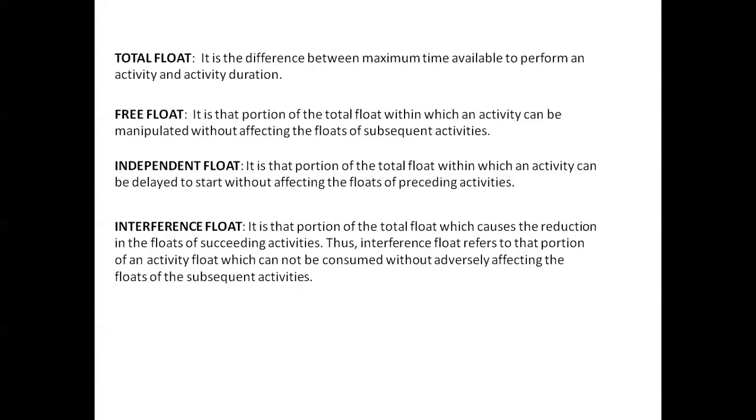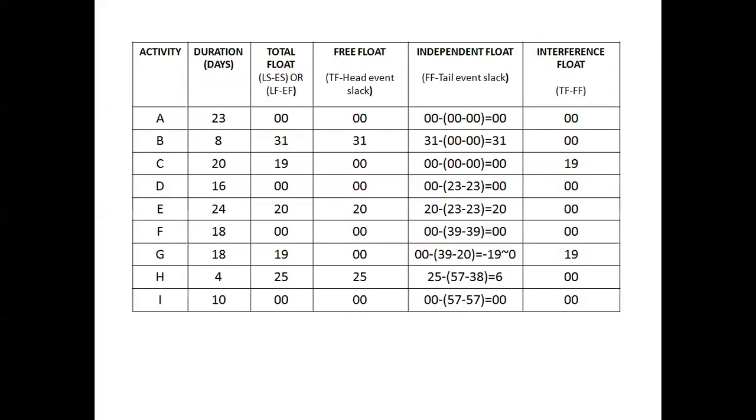Once again, I repeat, independent float means it is the difference between free float and the slack of the initial event or tail event. The interference float is calculated by taking the difference between total float and free float. So here I have calculated all these four floats. Total float you have already calculated in the previous session itself.